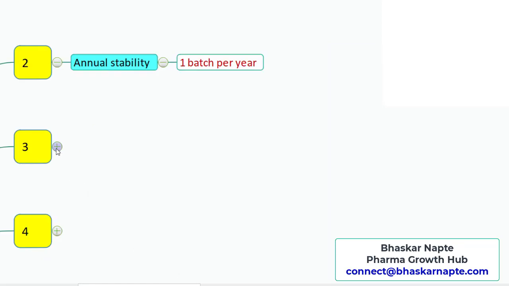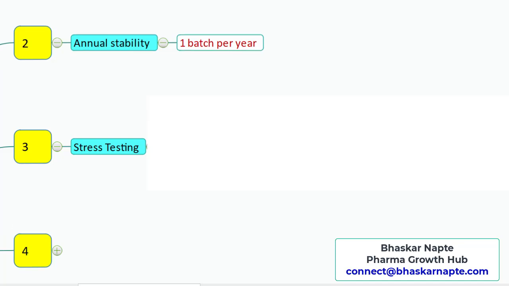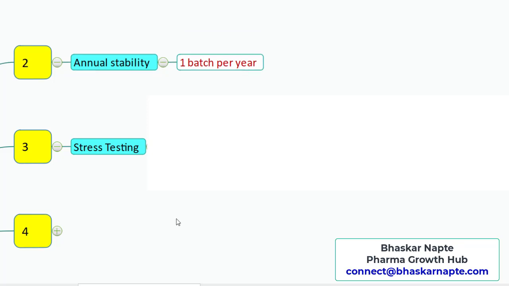So the third point is stress testing. So what is meant by stress testing? Stress testing is nothing but a study undertaken to elucidate the intrinsic stability of the drug substance. And such testing is part of the development strategy and is normally carried out under more severe conditions than those used for even accelerated testing. So how many batches have to be used for conducting stress testing? One batch. The stress testing has to be conducted on only one batch.